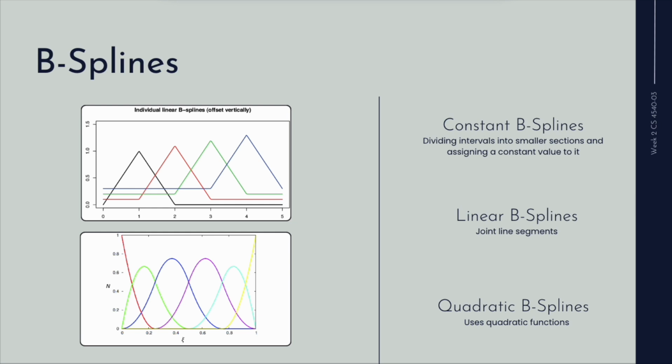Constant B-splines divide intervals into smaller sections and assign a constant value to each. While linear B-splines are similar, the sum of all the segments should represent a linear piecewise function, and a quadratic B-spline uses quadratic functions to assign values.